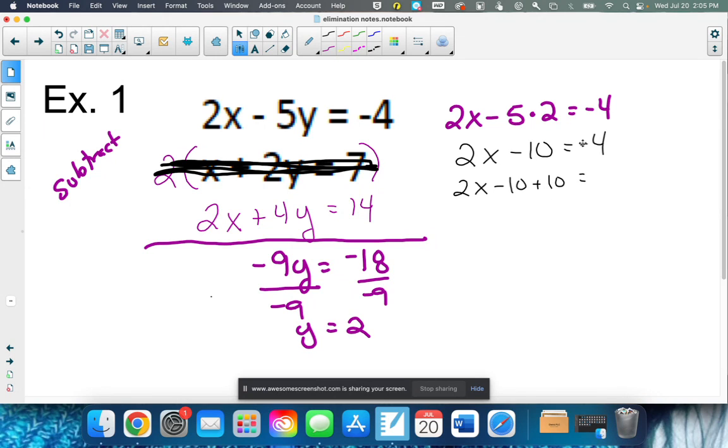And again, you could have divided by 2 on both sides. Again, you got to make sure you're dividing all your pieces, right? You have to do the same to everything. So 2x, 0 pair equals 6. And that means that x is equal to 3. So my ordered pair solution is 3, 2. All right, so let's try another one.